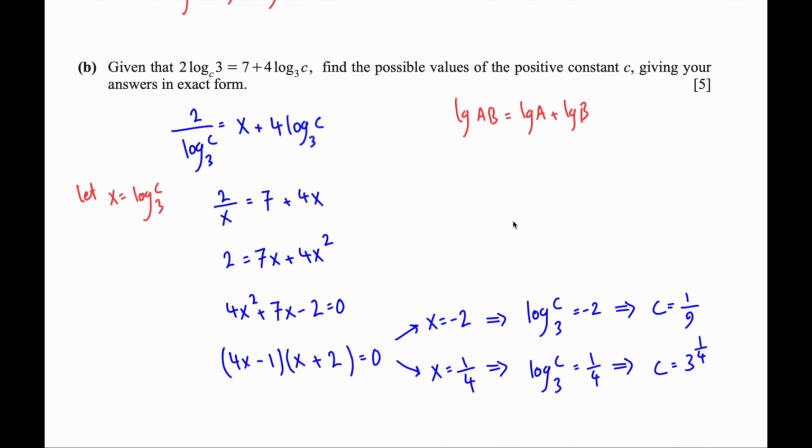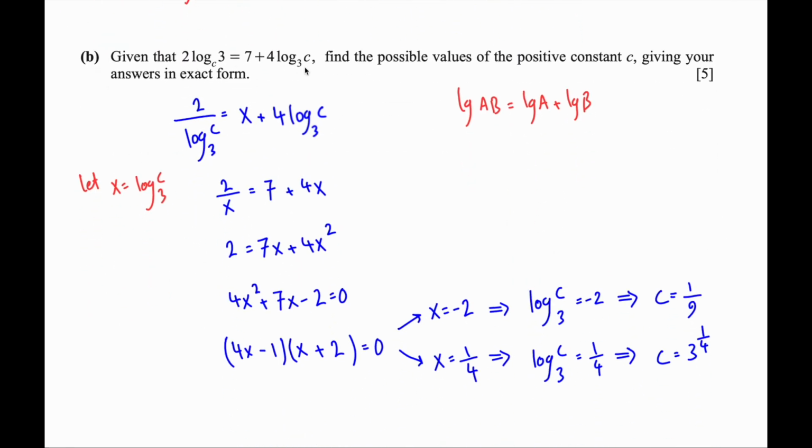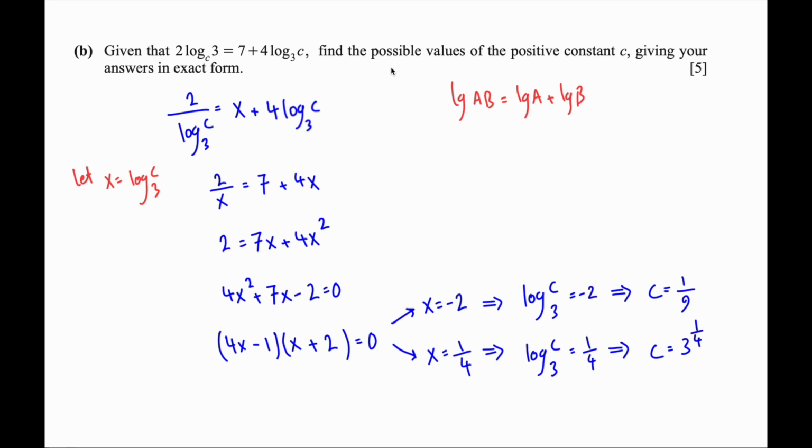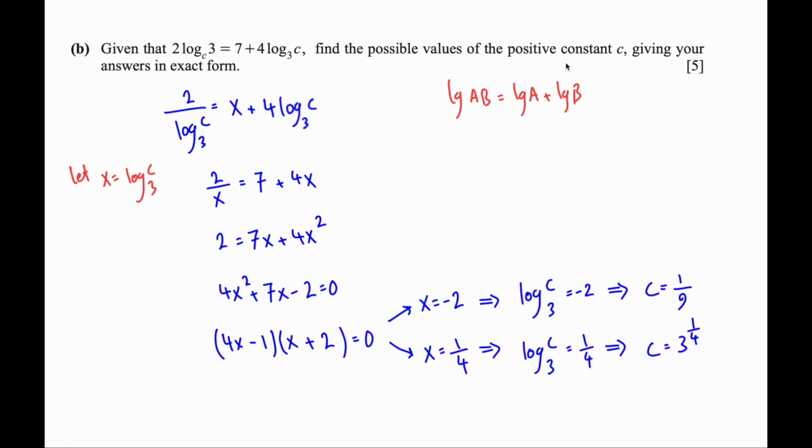In part B, I'm given this logarithmic equation and I'm asked to find the possible values of the positive constant c. I have to give my answer in exact form. What I'm going to start with is to make sure all my logarithms have the same base. So over here, as you can see, the base here is c, but the base here is 3. So it's up to you. You can keep either one that you like and change the other one. So I chose this logarithm.